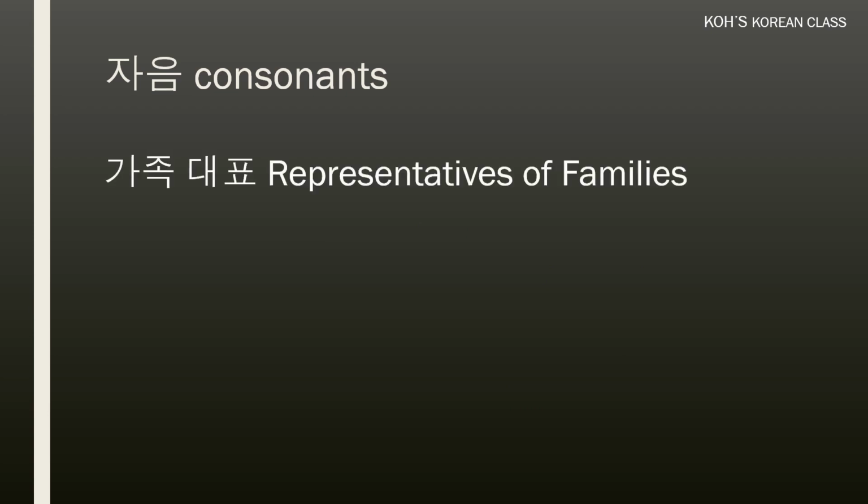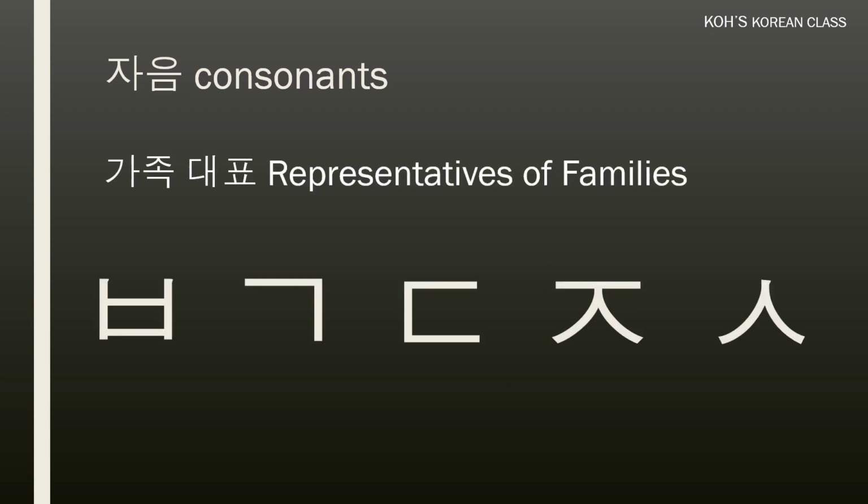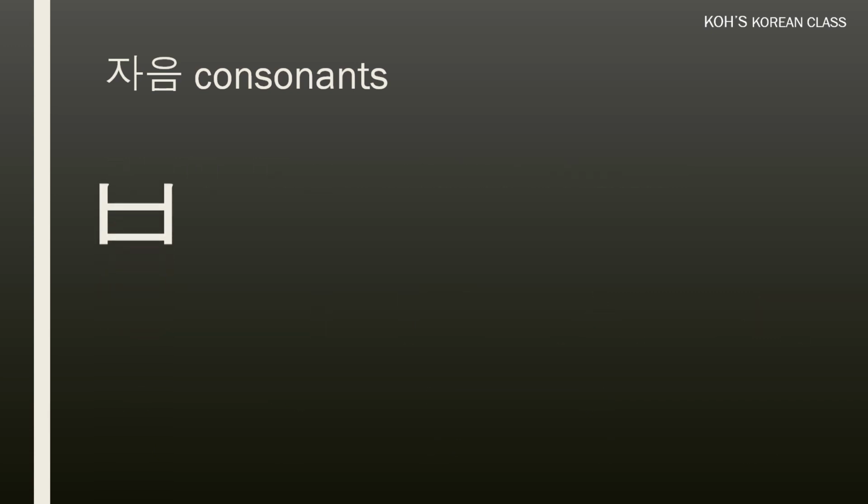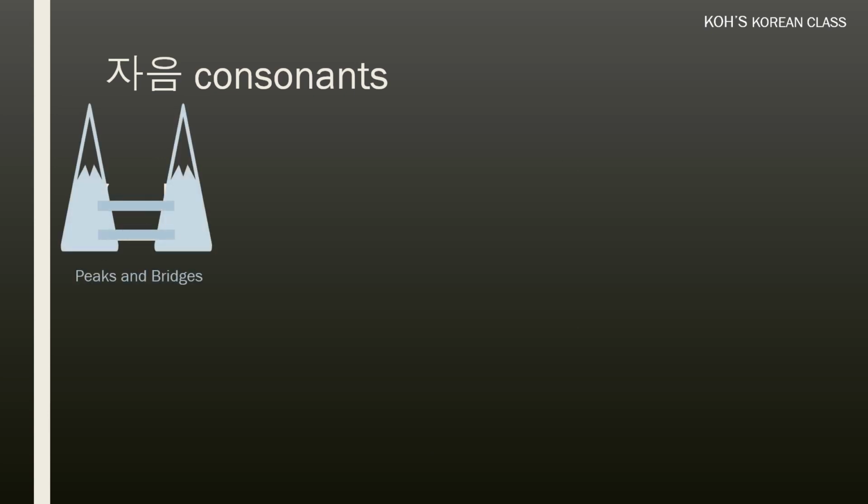From now on, we'll look at 5 consonants. These consonants have their own family and they are the representatives of the family members. In the next video, we'll see the other members. So now, the first representative is this. This character looks like a picture of pigs and bridges between them.